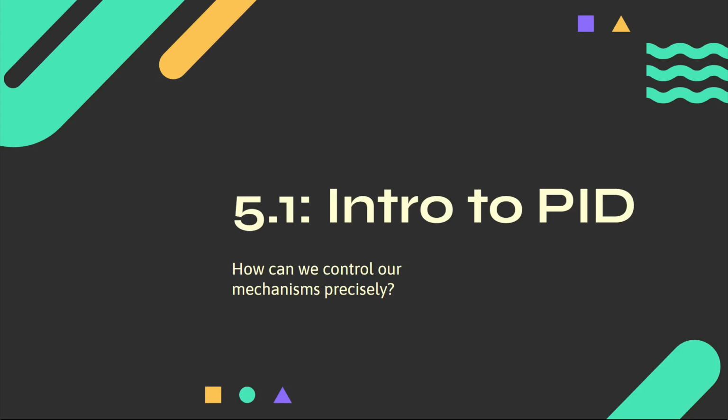Hey everyone, welcome to Chapter 5. And the goal for Chapter 5 is to extend all of our work from Chapter 4 and previous chapters to answer really one main question: how do we control our mechanisms precisely?